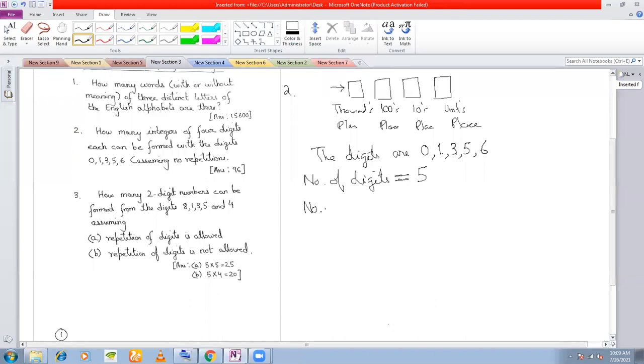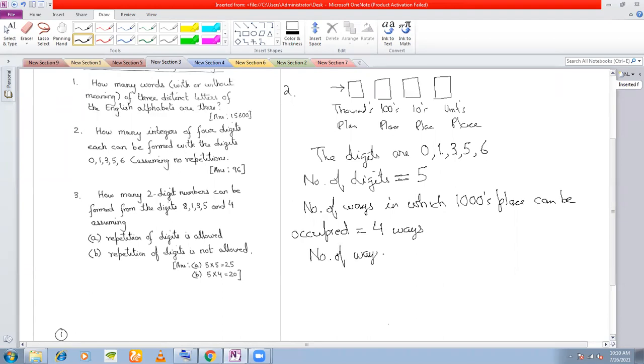So number of ways in which the thousands place can be occupied is equal to how many ways? Either you can put a 1 or a 3. Now or means plus, remember. So 1 you can put, or you can put a 3, or you can put a 5, or you can put a 6. So you can place it in 4 ways, right?